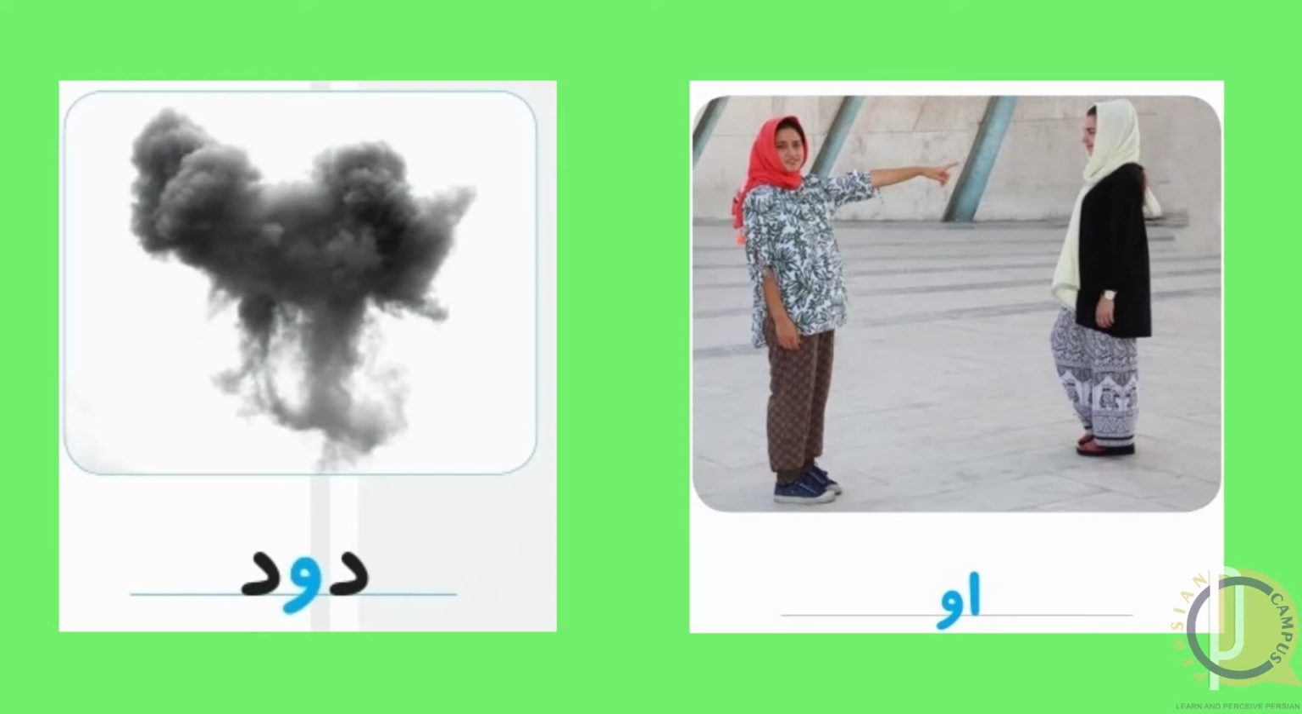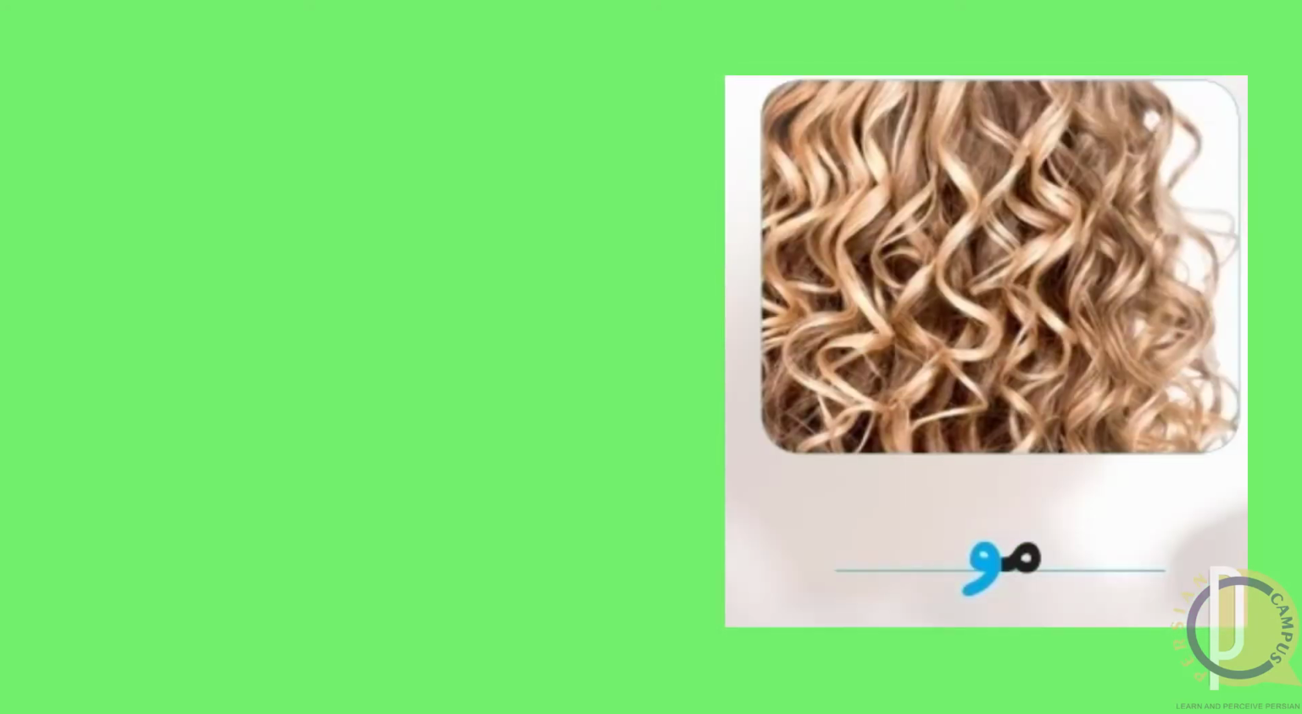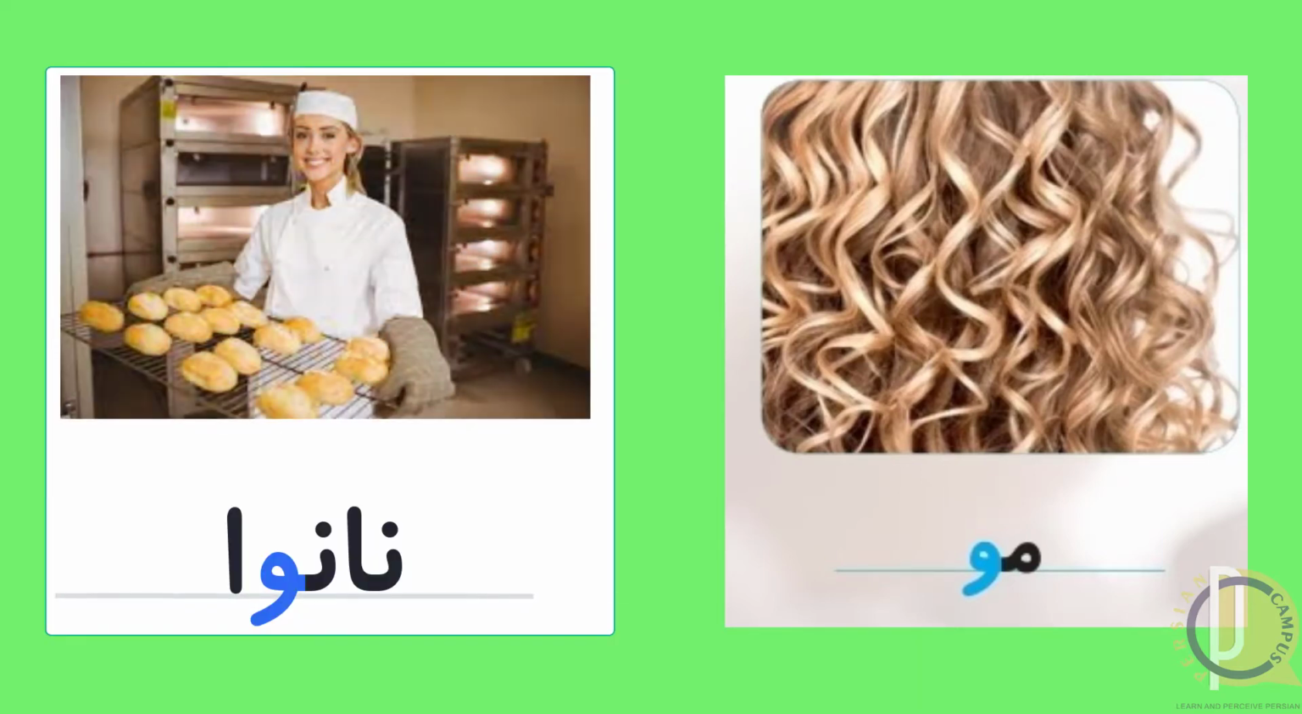Next is Dood. Here Vav has oo sound. Dood means smoke. Next one is Moo, where Vav is in the final position and it has the oo sound again. Moo means hair. And last one is Nanva. Here you see Vav in the middle position that sounds V.